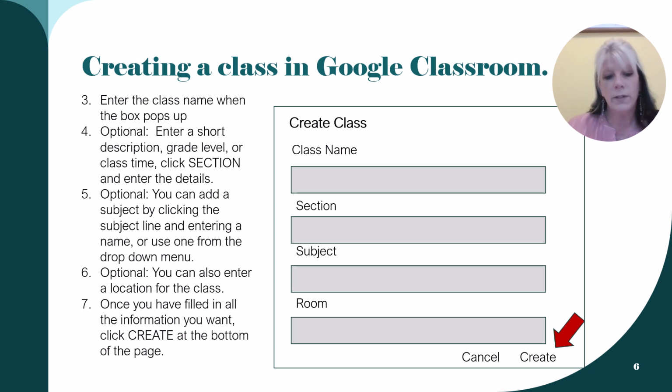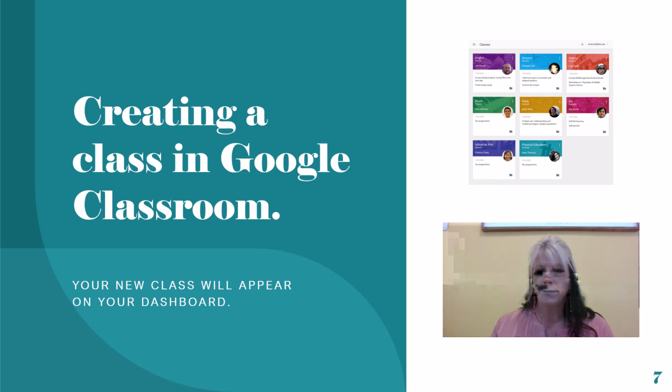Now, once you have filled in all the information you want, click Create. The arrow shows you where that is at the bottom of the page. And after you click the Create button, Classroom automatically creates a class code that you send out to your students. Now, your class will show up on your dashboard as shown above here.